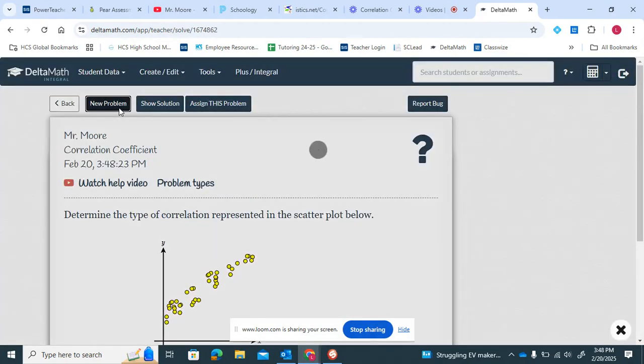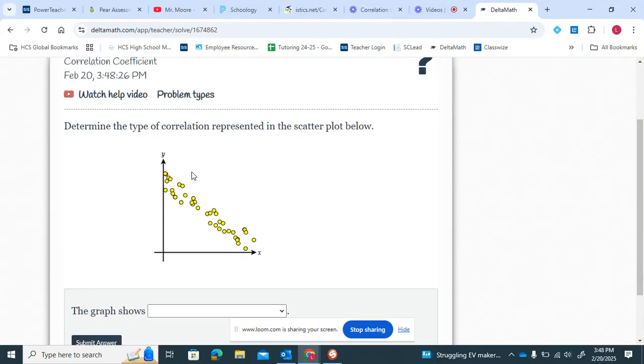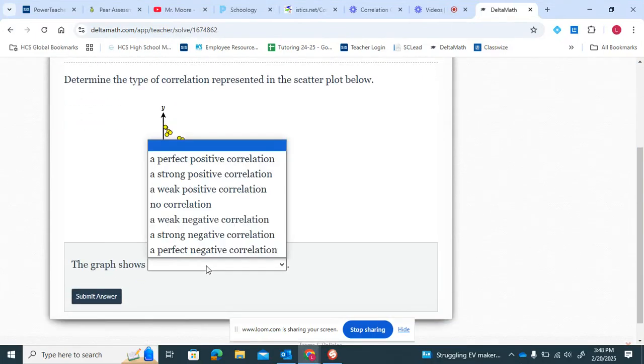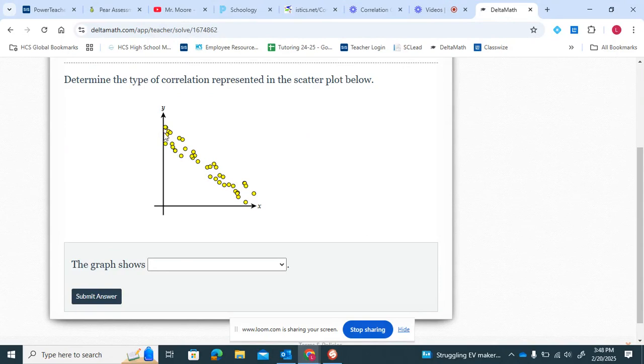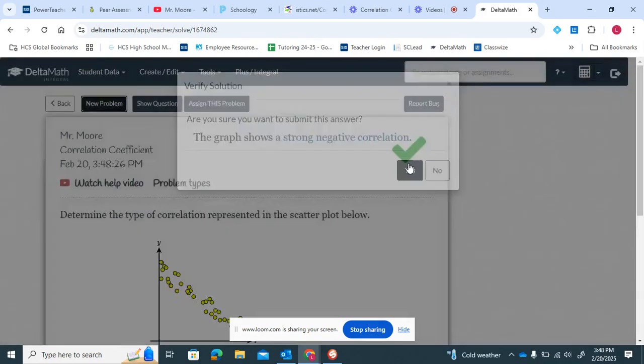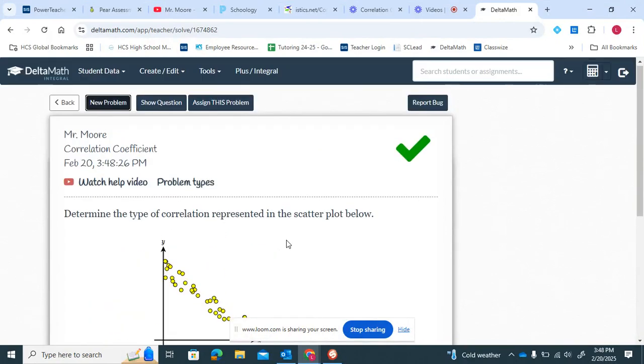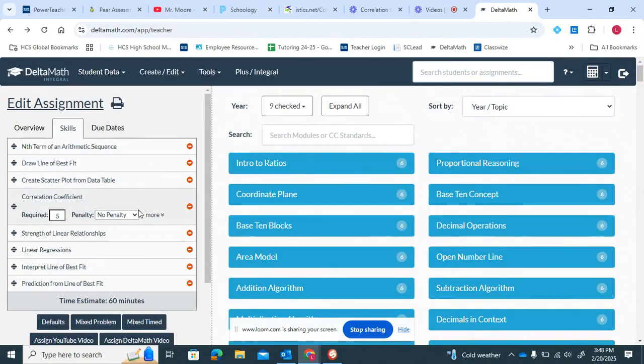Let's see if I can get a negative one here. Okay, here's a negative one. This graph shows a negative correlation, and I would say it's really, really strong. It's not perfect, the dots are not exactly on top of each other, but it's a strong negative correlation. And that one was correct. All right, so that covers line of best fit, scatter plot, and correlation.